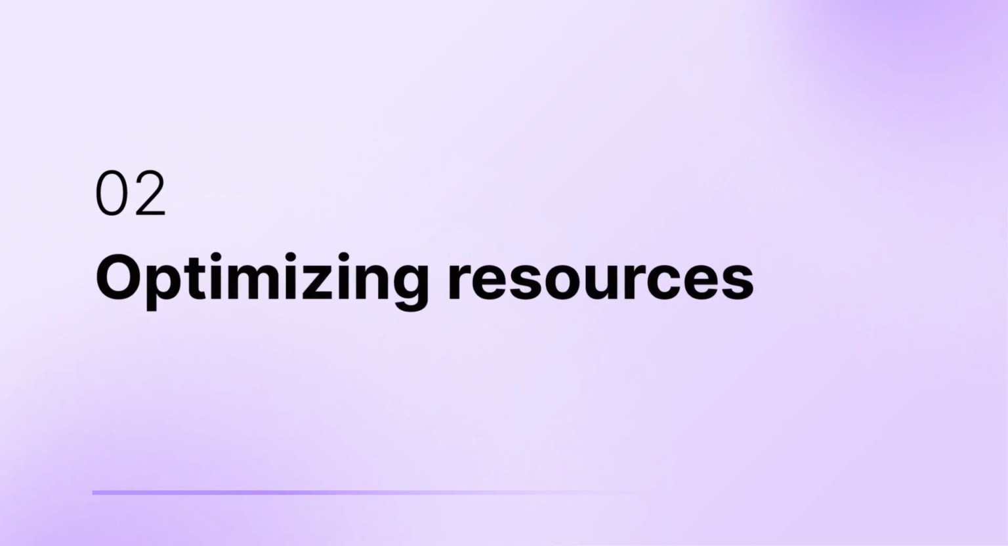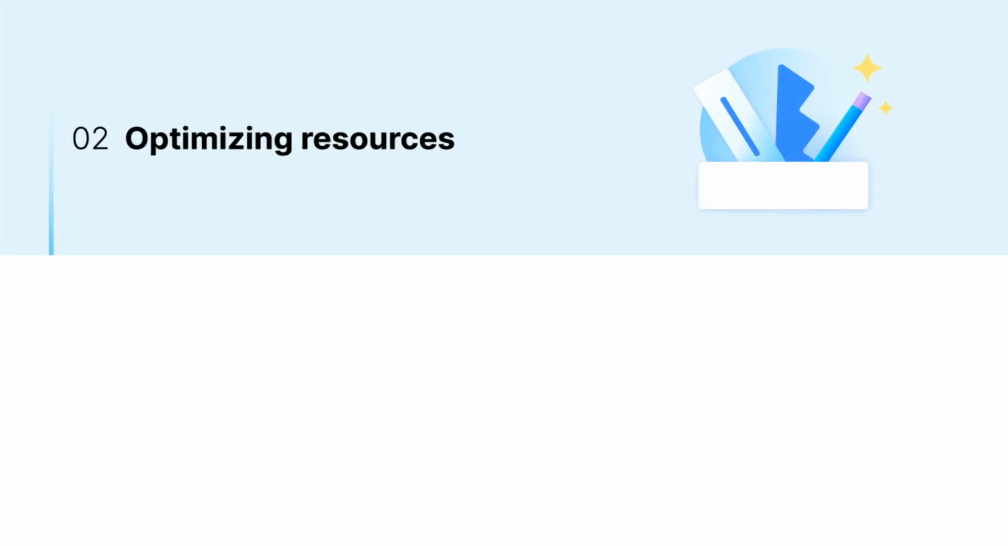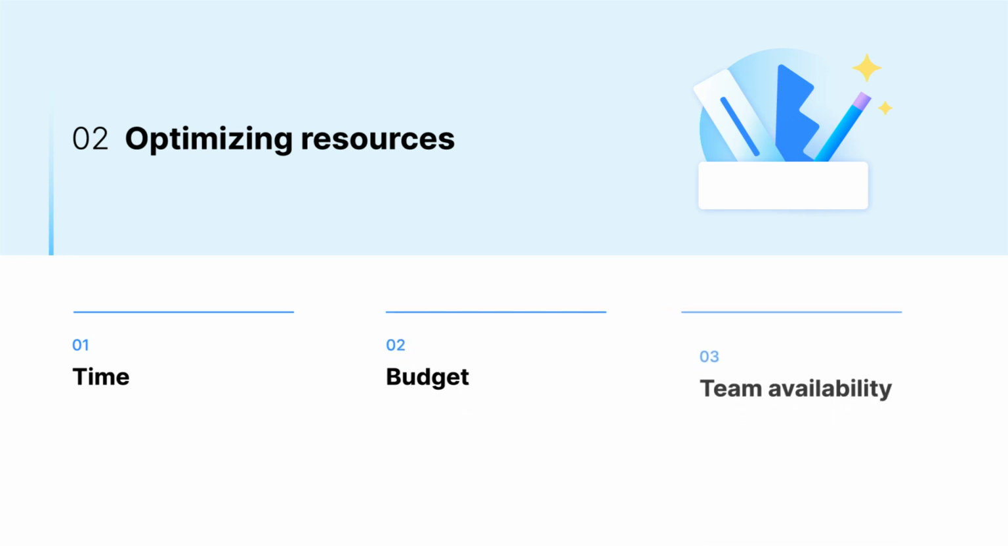Number 2, optimizing resources. AI can help to optimize resource allocation by analyzing various factors such as time, budget, and team availability, which can ensure that projects are completed on time and within budget.